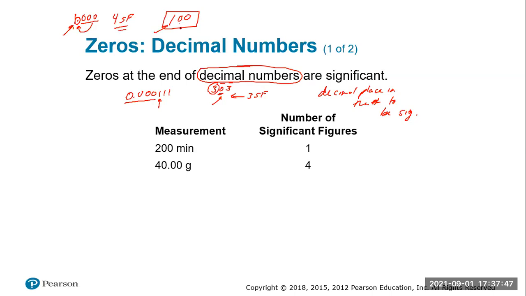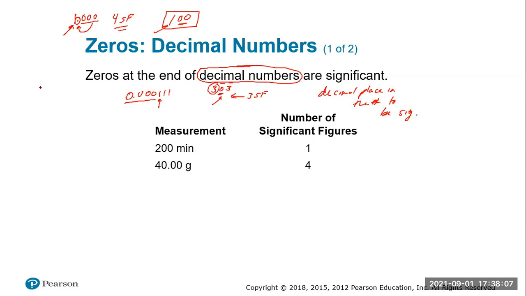And again, here, these zeros at the end would not be significant because there's no decimal point in there, and this guy would have 1 significant figure. We also talked about the importance of the significant figures. It really does tell us how good or bad of a measurement, for example, that we made.